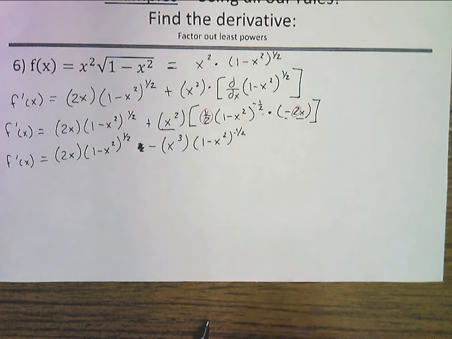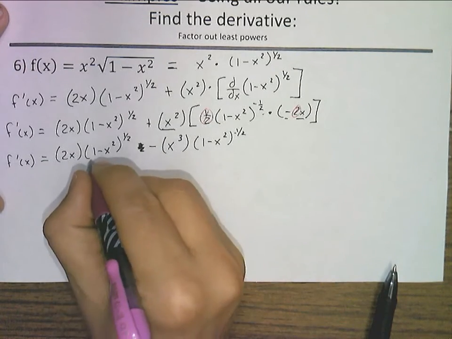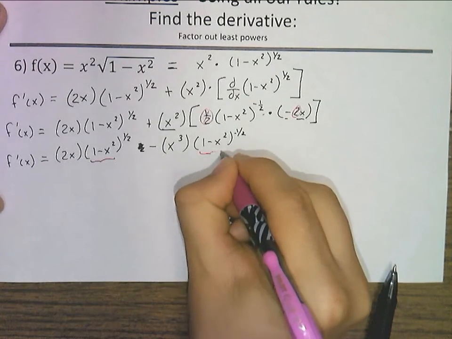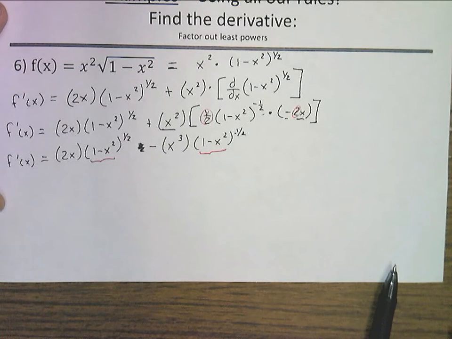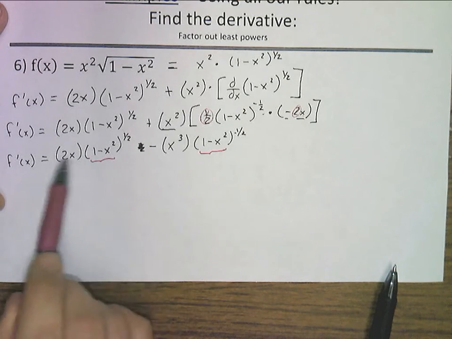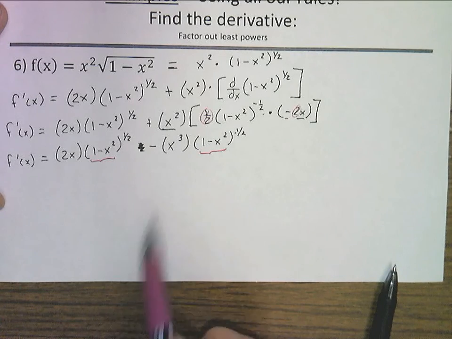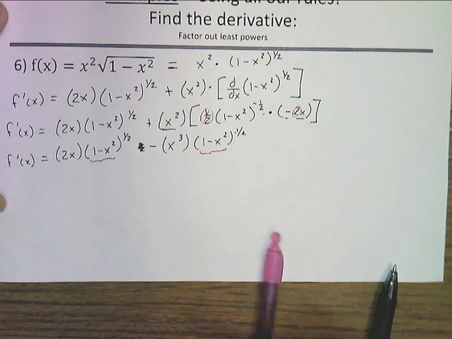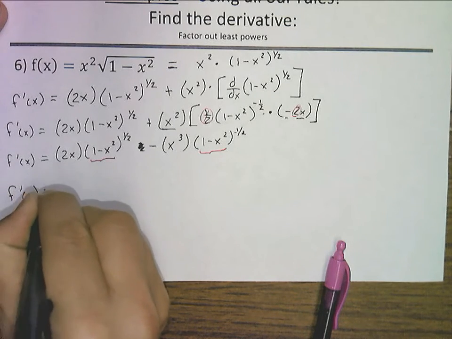Now, what we see is we have this quantity happening twice, or in both terms to different powers. So what that means is we can factor that out of both these terms. There's a big term, there's a term here minus a term there. This quantity is common in both of them. So this is the technique called factoring out least powers.